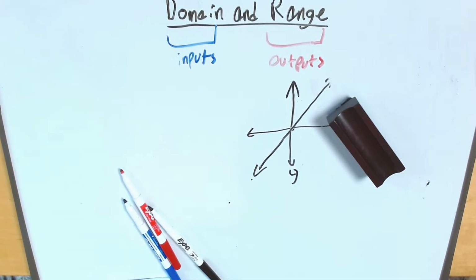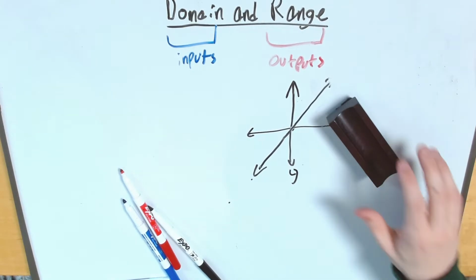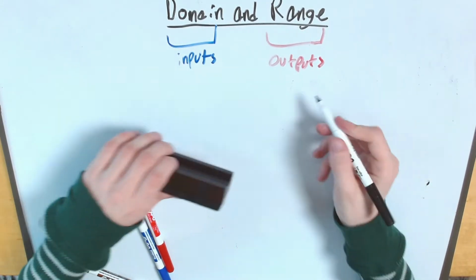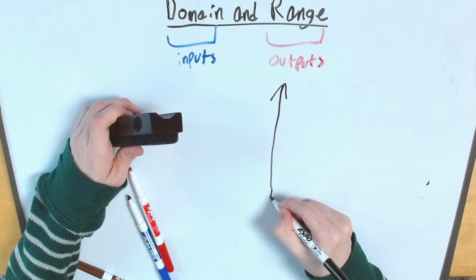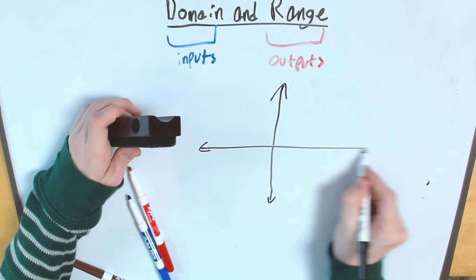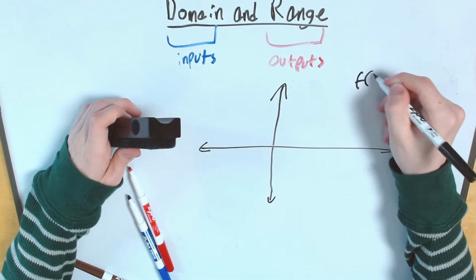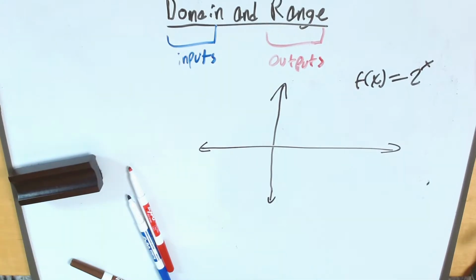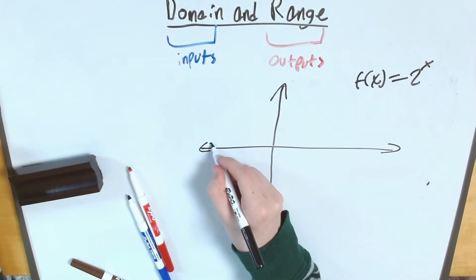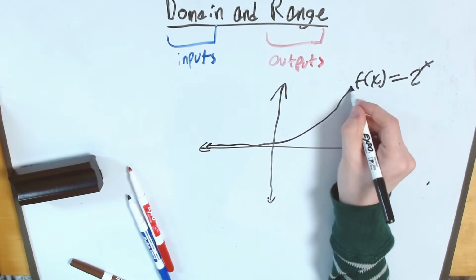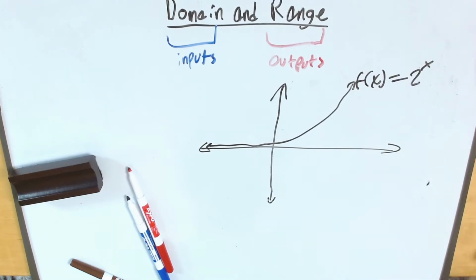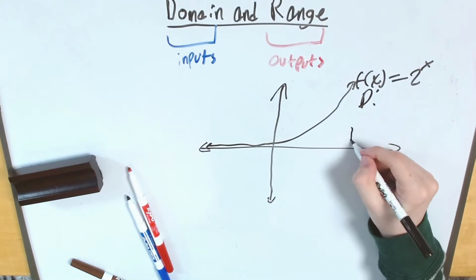But let's say we have something a little more crazy, right? Let's say I have an exponential function. Exponential functions are interesting. And let's say it's f of x equals 2 to the x, right? Let's say that's our exponential function. If we were to graph this, we get something like this. Starts out small and goes all the way up to infinity. And now, let's say we were asked to find the domain and the range.